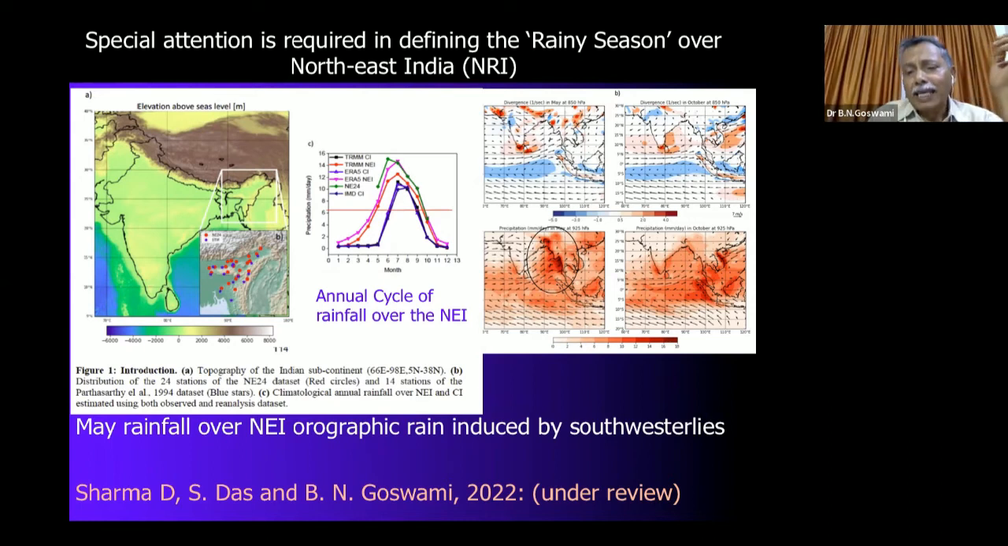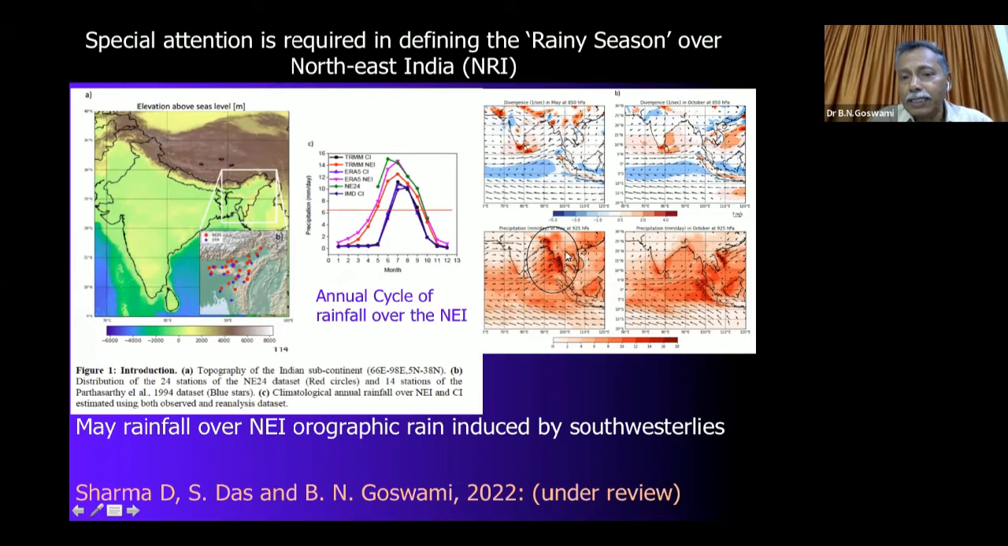And in fact, in May, at 850 millibar, the winds are southwesterly, and there is a considerable amount of rain climatologically. So therefore, there is a need to re-examine this. And we feel this is because in the northeast, the rainfall need not come from the ITCZ, because there is orography. As soon as you can produce the low-level winds, which are southwesterly, that is sufficient, and the orography will do the job. You don't need an instability to break the barrier.